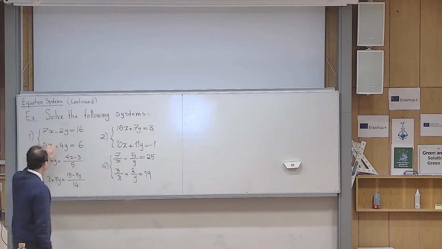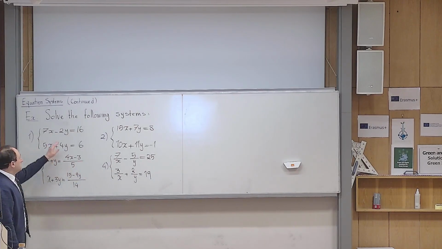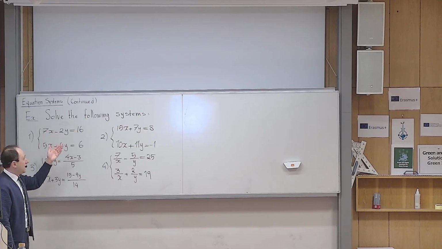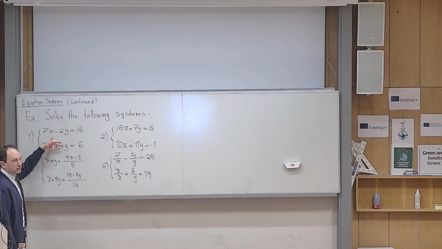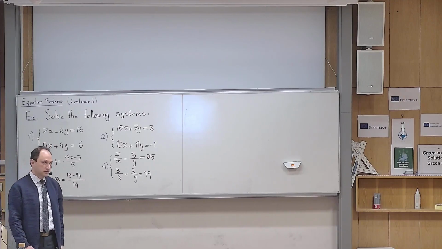Here, I want to get rid of one of the variables by the addition method. The addition method directly does not help me. Why? Because if I start adding them up, it becomes 12x and it becomes 2y. So both x and y will again survive.